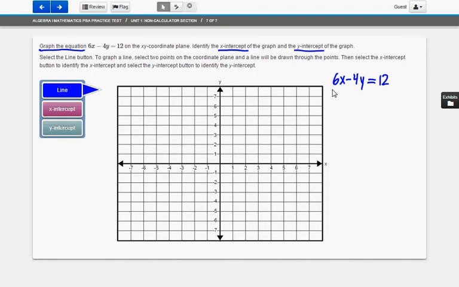So first of all, if I'm going to graph this equation, I want to put it into slope-intercept form. That's one way of graphing this line. And remember, in slope-intercept form, y equals mx plus b is the basic formula, where m is the slope of the line, it's the rise over the run, and b is the y-intercept. So basically, to get this equation into slope-intercept form, I need to solve it for y.